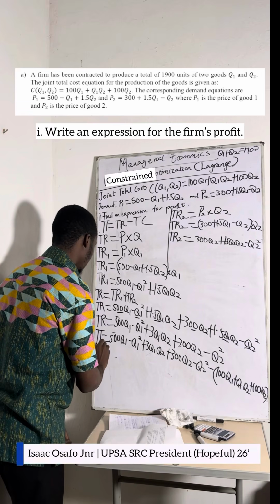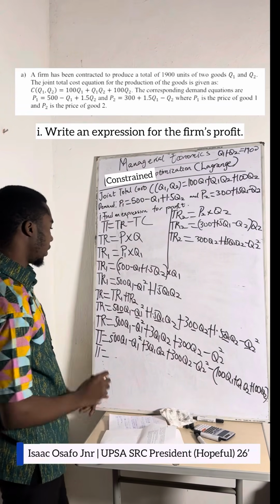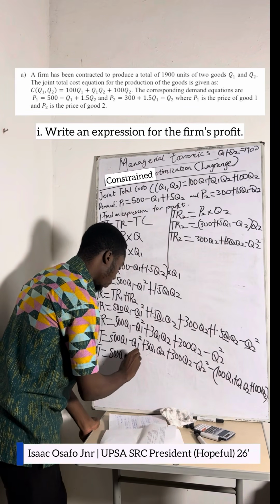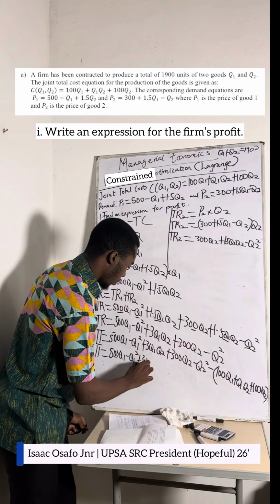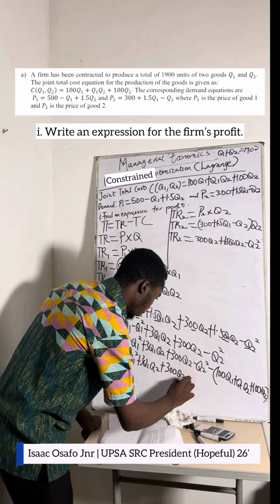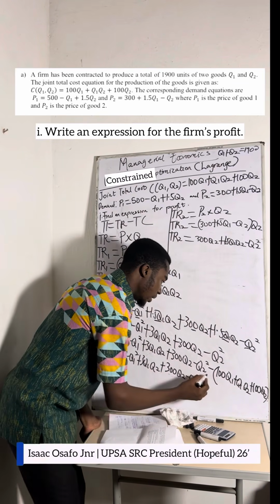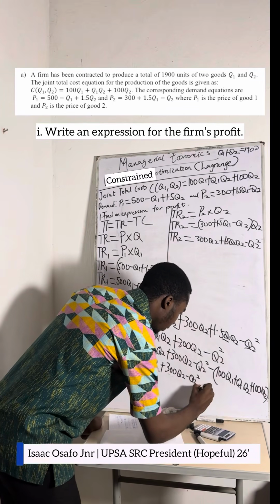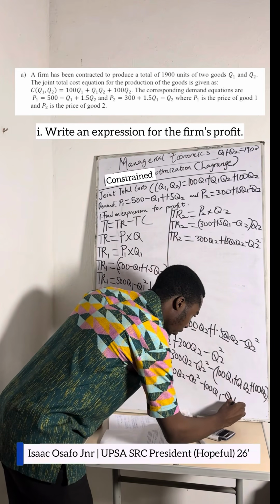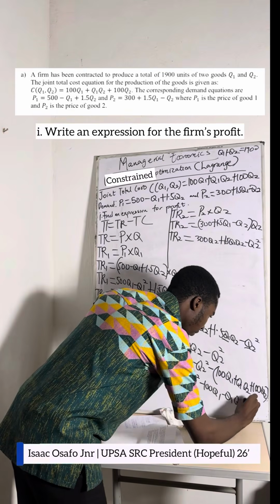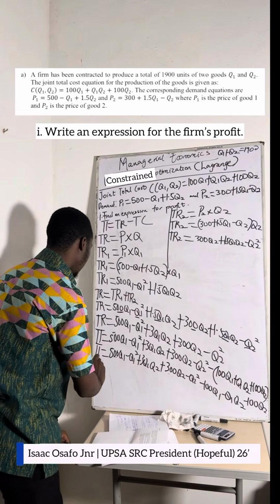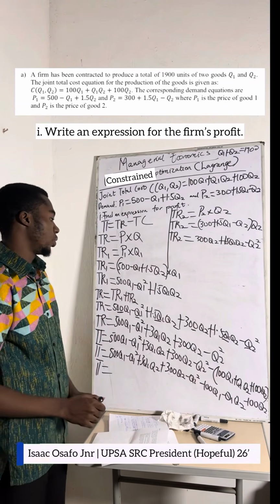So our profit will be equal to 500 Q1 minus Q1 squared plus 3 Q1 Q2 plus 300 Q2 minus Q2 squared. Then here the negative will affect all of them: negative 100 Q1, then negative Q1 Q2, then negative 100 Q2. I hope you guys can see. So now for our final profit function, we are going to group like terms.